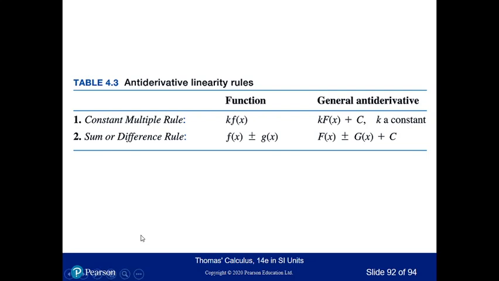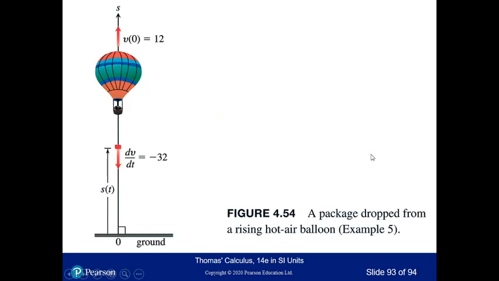And we have a constant multiple rule and a sum or difference rule. If we have a function k times f of x, k is a constant. The antiderivative is easy. You just keep the k. The antiderivative of little f is capital F, and put the C here. Okay, that's all there is to it. If you have a sum or difference of the two, the general antiderivative is just the sum or difference of the two antiderivatives, capital F and capital G, plus C. Okay, these are the nice rules that we should be aware of.